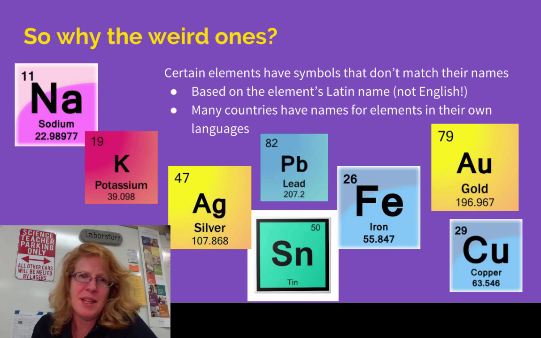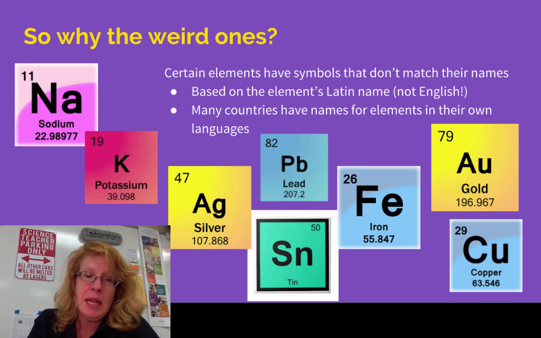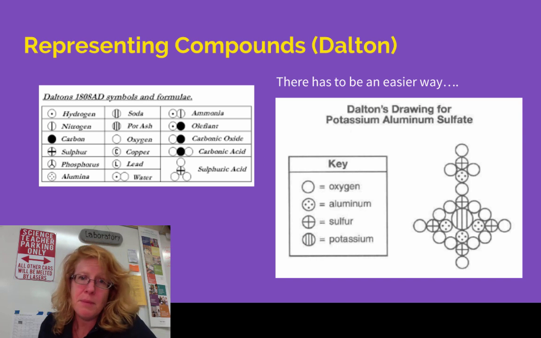So again, I'm not going to test you on those names, but there's a reason why they don't match, and that reason is pretty much always Latin. And even if you go to other countries, like Europe or Russia or China, they'll have their own names for the different elements. The symbols are identical, but the words that they would use to describe them are usually words from their language. So again, the symbols themselves are the universal part, not necessarily the words for the names.